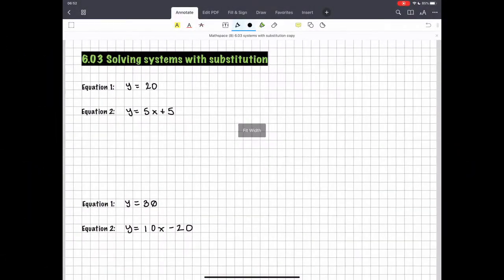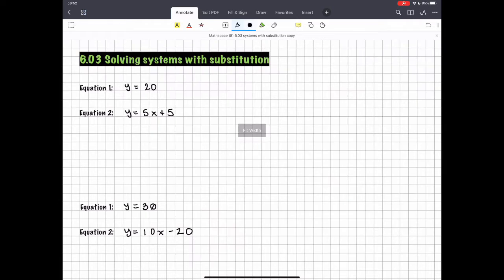In our last lesson, we learned how to graph two linear equations, known as a set of linear equations, and our goal was to find the solution, where we found the point of intersection if the lines crossed over. Today we're going to find the point of intersection without graphing, and we're going to do that by using a method called substitution.